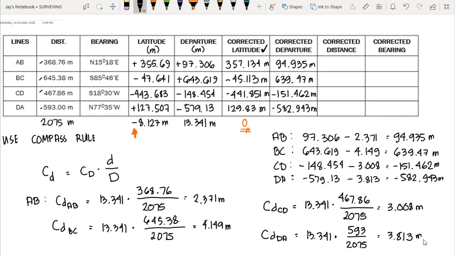So now, if you want to check if your computation of this departure is correct, then you just add all this value and this should be equal to 0. Okay? So let's try to check. And this equals to 0. Okay, so I add all this value departure, so that means we eliminated the error of closure.